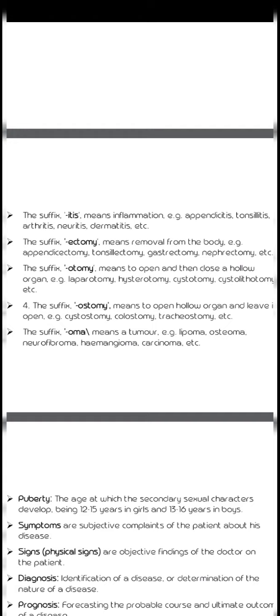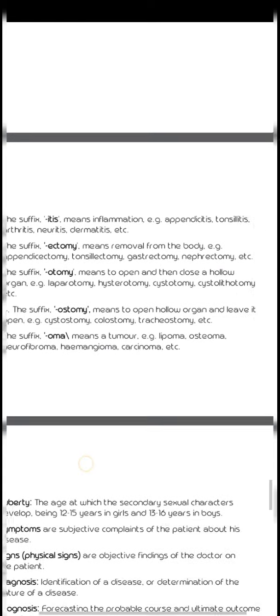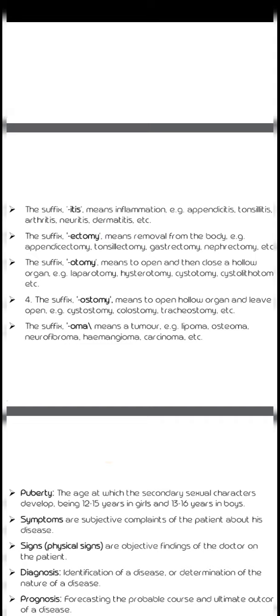The first suffix here is itis. Wherever you see this word itis in the end of any organ's name, it means inflammation. For example, appendicitis means inflammation of appendix. Tonsillitis means inflammation of tonsils. Arthritis, inflammation of joints. Neuritis, inflammation of any nerve. Dermatitis, inflammation of skin. So itis means inflammation.